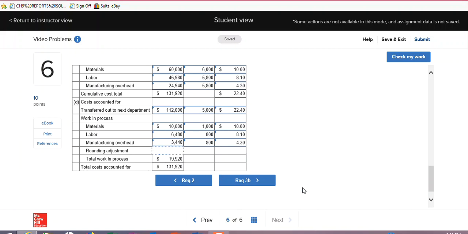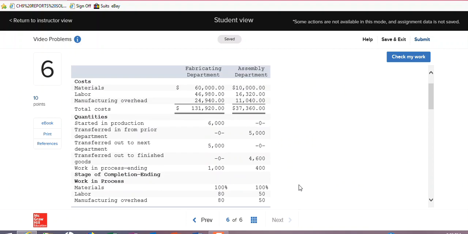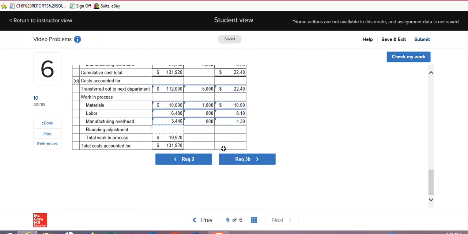All right, total cost accounted for. Did they give us that somewhere? Yeah. Up here, total cost $131,920. Here's our total cost accounted for, $131,920. So we've actually accounted for all of our costs.